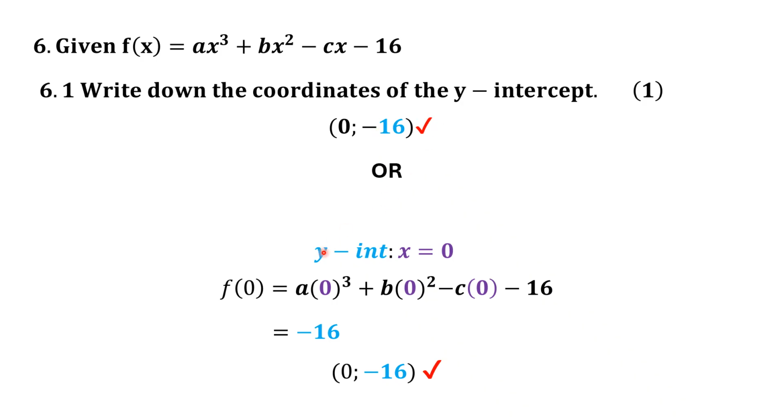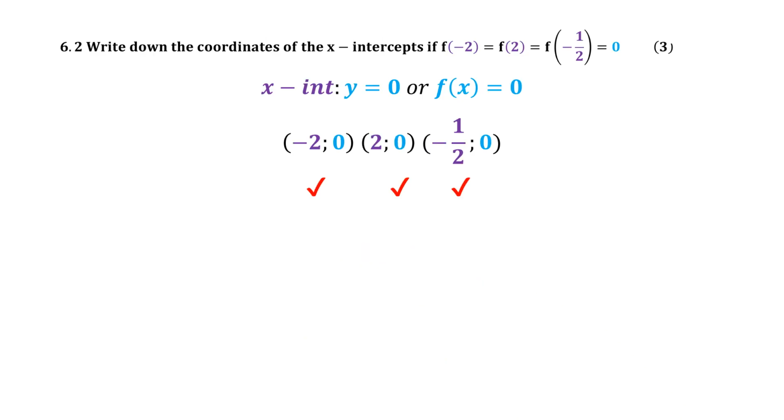Or as I said, for the y-intercept, x is 0, so that becomes 0 cubed, 0 squared, 0. That gives me 0 plus 0 minus 0 stays 0, minus 16 gives me negative 16, so the coordinates are 0 and negative 16. Now you see we haven't given you coefficients, we just gave you variables in place of the coefficients. So here we test using function notation. Alright, let's look at the second problem.